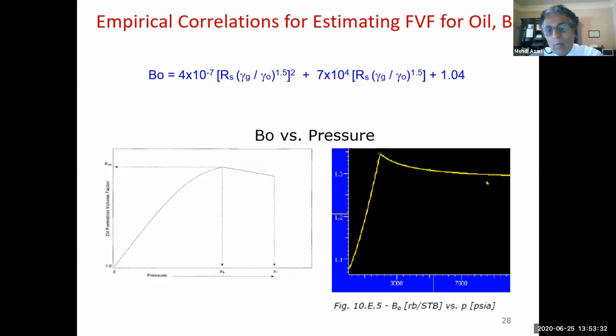Volume shrinks above bubble point, but it shrinks as liquid. So you're compressing liquid. But once you go below bubble point, it is not only liquid, because now you're losing gas. So the volume quickly drops.